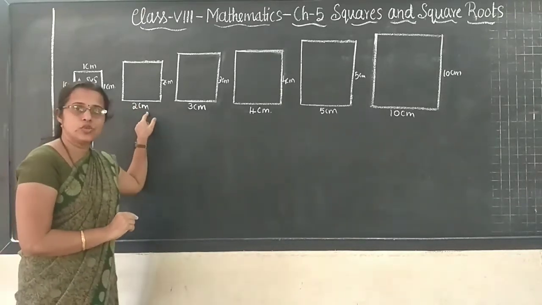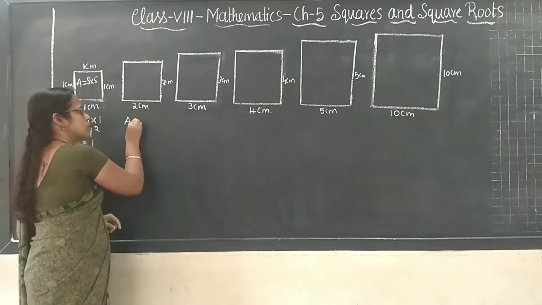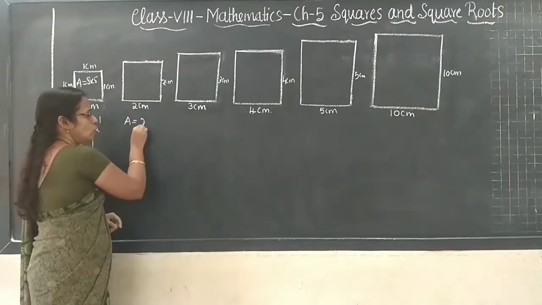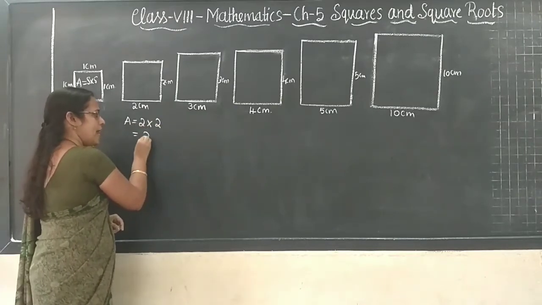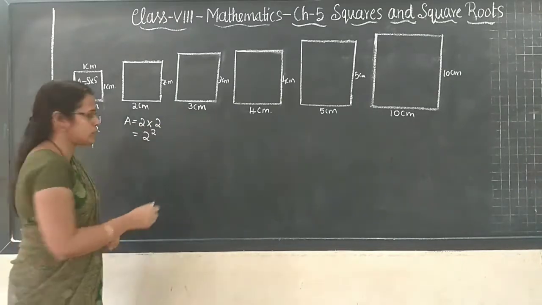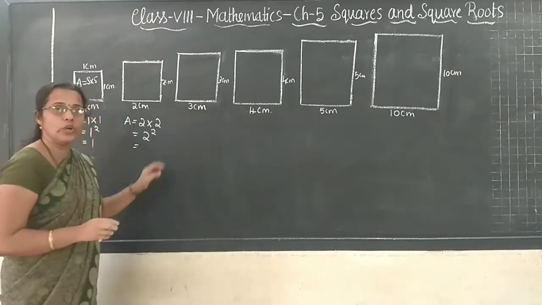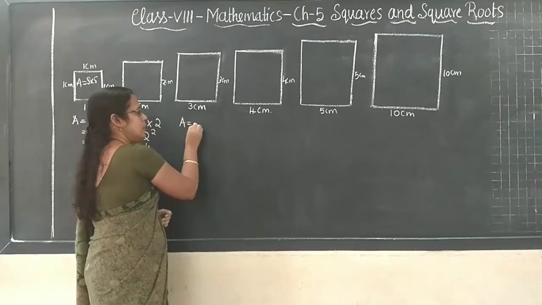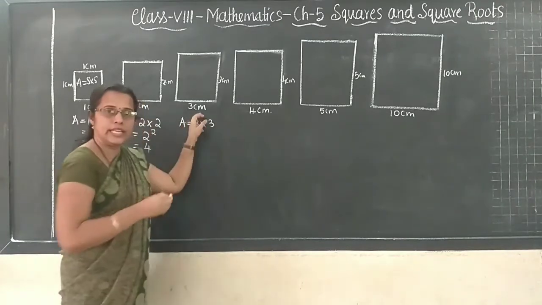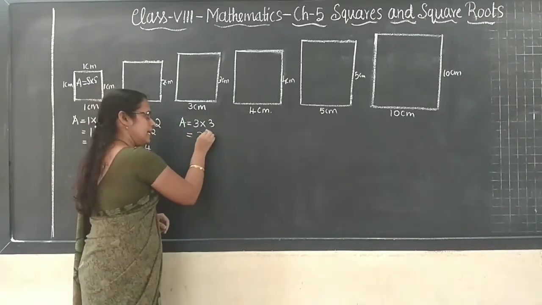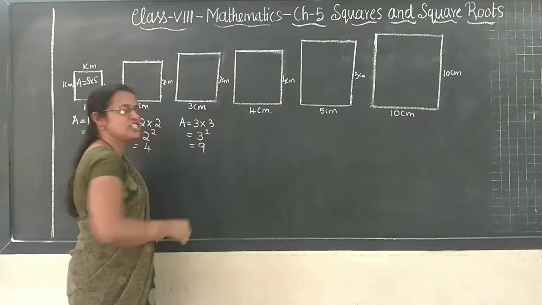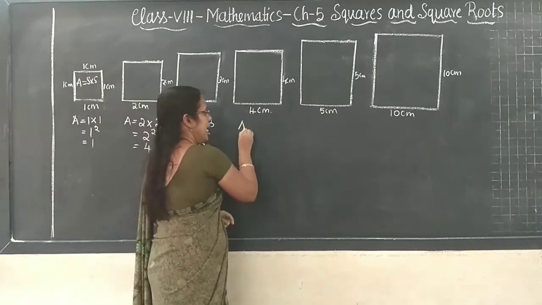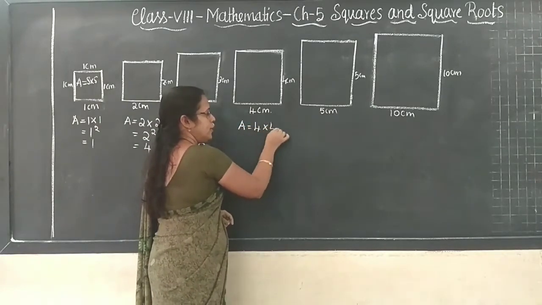So in the second square, what is the area? Area is equal to 2 into 2. I have written 2 two times. What is 2 square? 2 into 2. 2 2s are 4. Then area is equal to 3 into 3. 3 square, how much? 3 3s are 9. So here area is equal to 4 into 4.